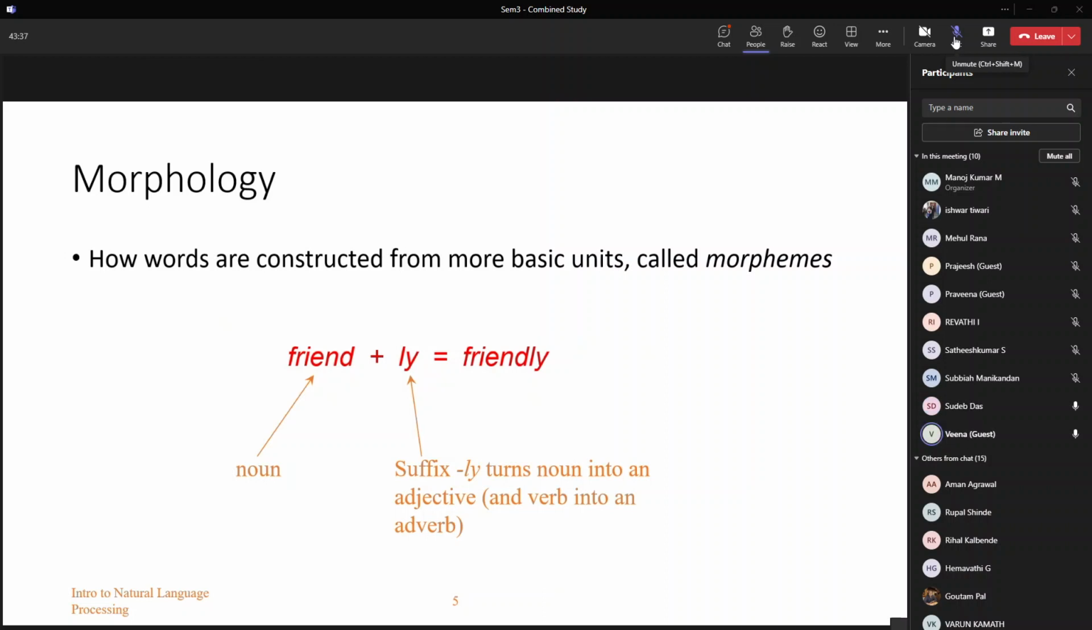So here they are saying that the suffix "ly" turns a noun into an adjective and a verb into an adverb. If we are converting a verb into an adverb, then the verb part will be the base unit, and the converted part, the adverb, will be the morphological word.